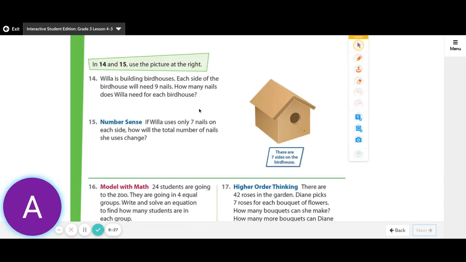Number 14, Willa is building birdhouses. Each side of the birdhouse will need 9 nails. How many nails does Willa need for each birdhouse? So we think about the sides of the birdhouse. There are 7 sides on the birdhouse. If Willa only uses 7 nails on each side, how will the total number of nails she uses change? So make sure we use this note over here that there are 7 sides on the birdhouse.